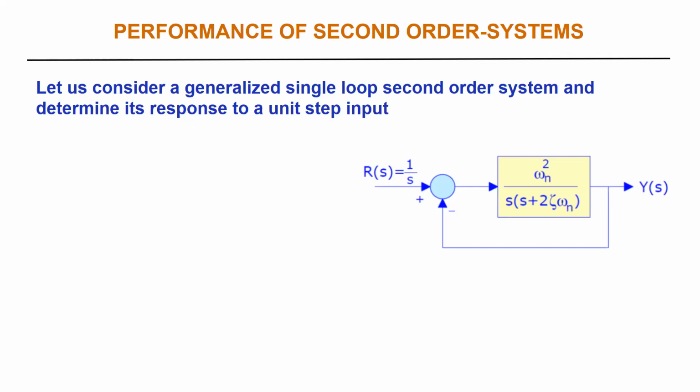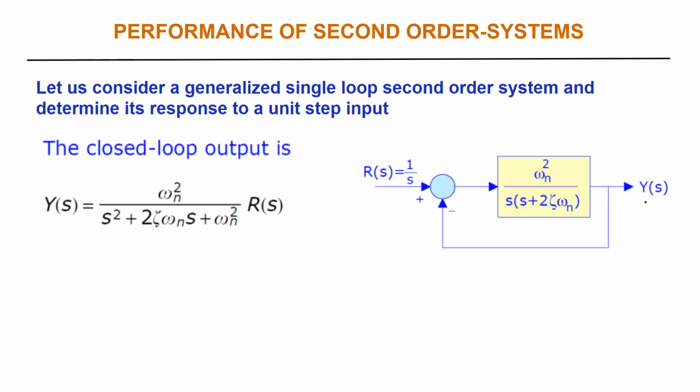So if this is the second order system, what will be y of s in terms of r of s? How do I find y of s in terms of r of s? With negative feedback, you can reduce it. So basically, this is what we are going to have. I'm relating y to r. And let me take r to be 1 over s.